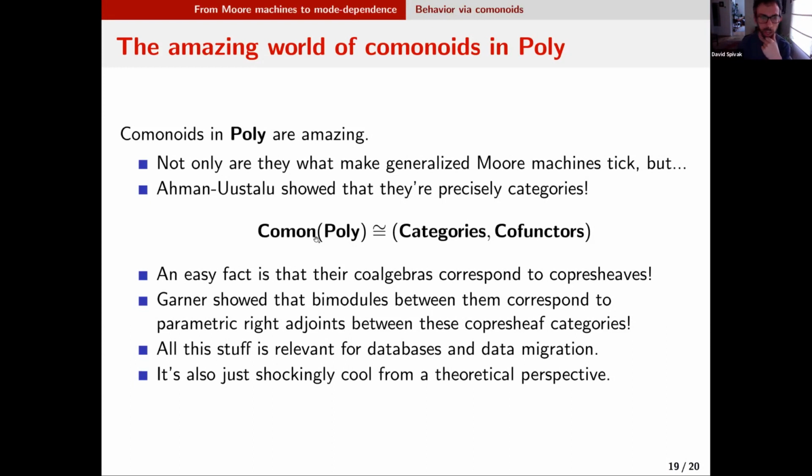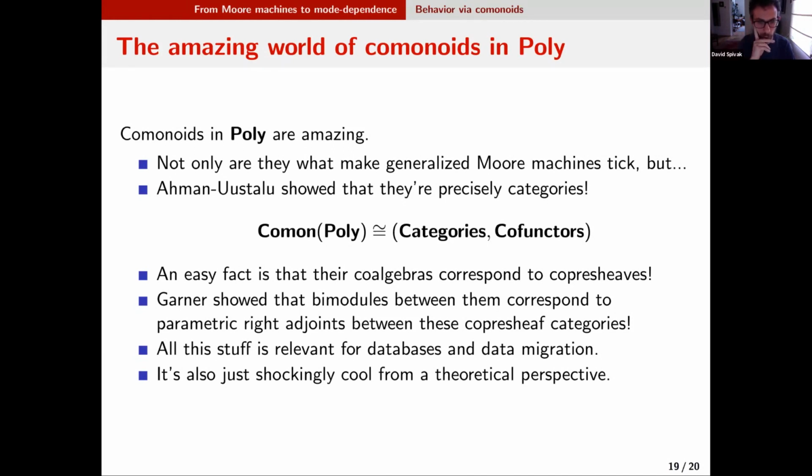I'm sorry, I've forgotten. But it's also just comonoids in poly. And the coalgebras on these comonoids correspond to the co-presheaves on these categories. And Richard Garner, I have one more slide, almost done. Richard Garner showed that bimodules between these guys correspond to parametric right adjoints between the co-presheaf categories. So I've got exclamation points all over this slide because I just think it's such an exciting thing that's happening here.